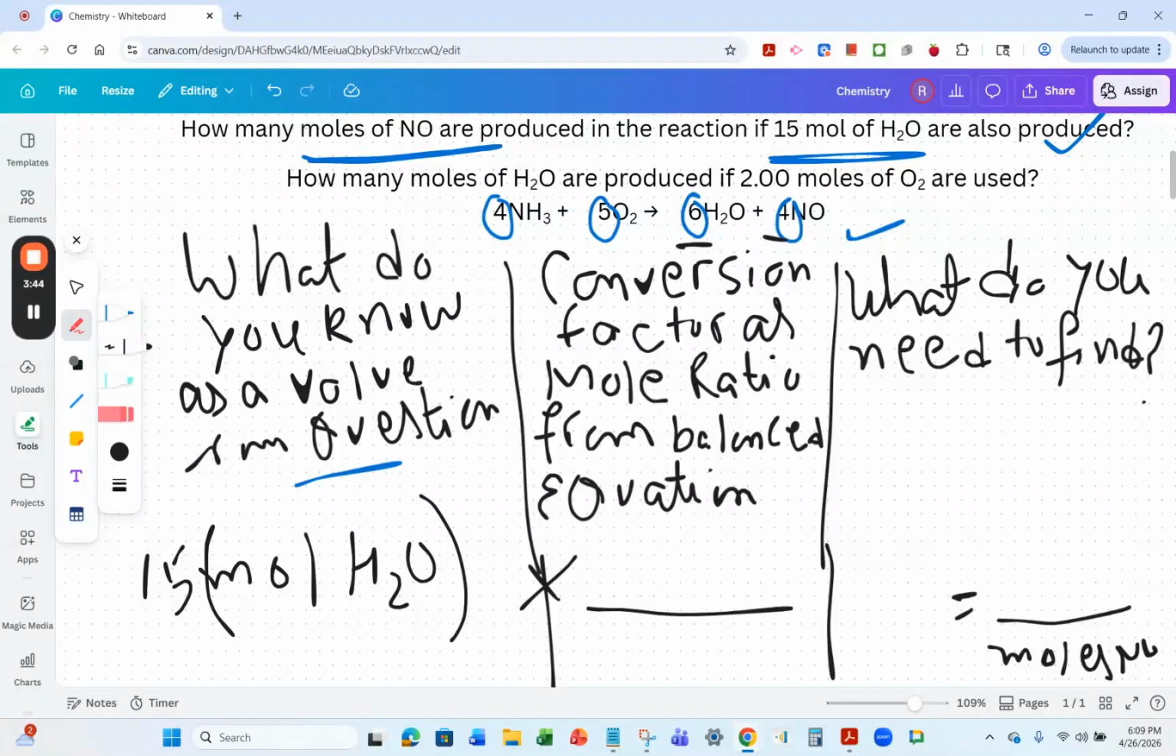Your conversion factor means a ratio. So the conversion factor involves water and nitric oxide. You want to cancel the water, so write down 6 moles of water from the balanced equation as the denominator. You need the answer in terms of nitric oxide, so write down 4 moles of nitric oxide at the top.